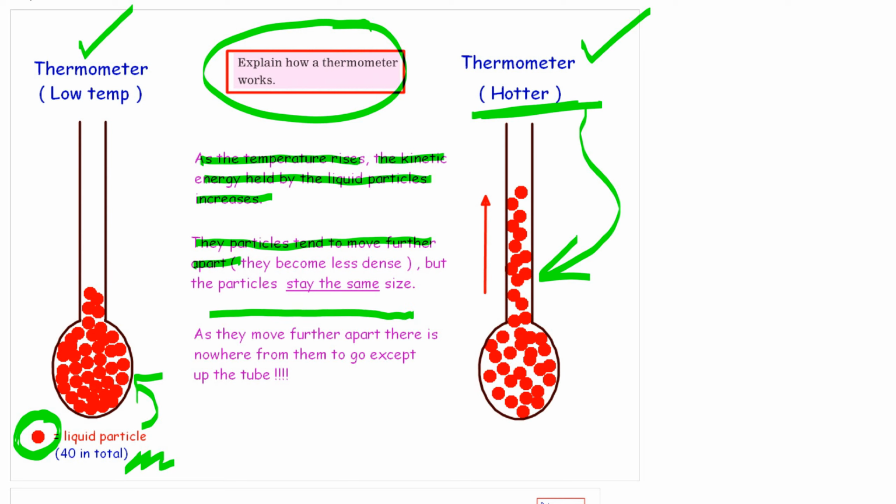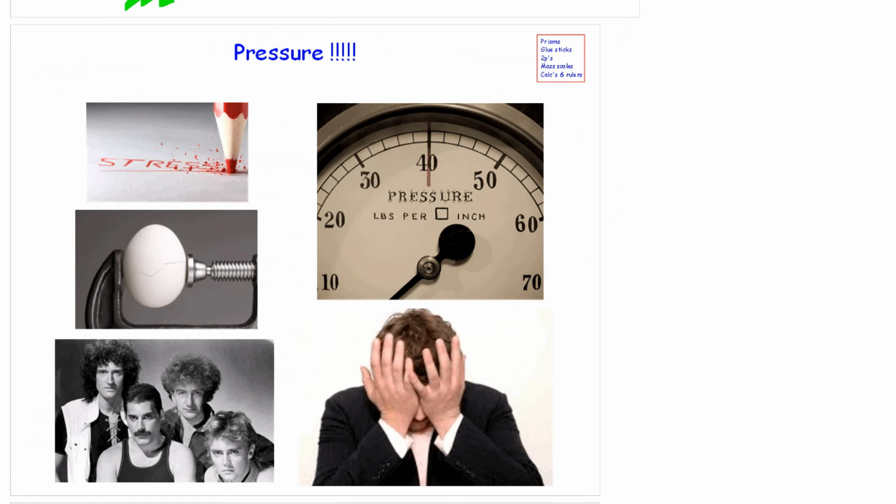And as they have got further apart and they've got nowhere to move, the only place they can move is up the tube. And so it's a thermometer using kinetic theory.